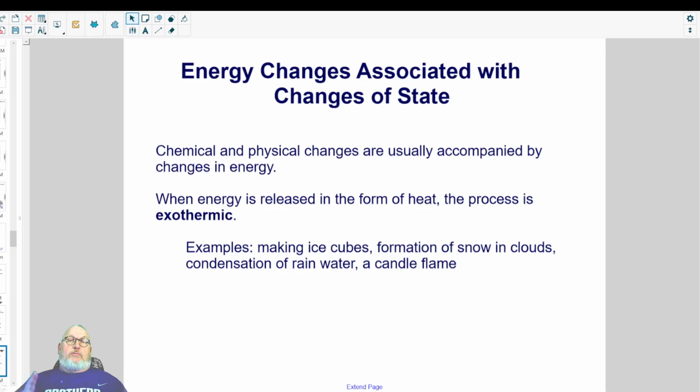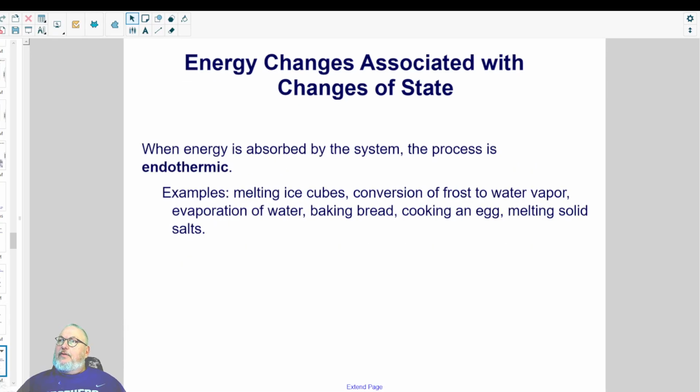When snow is formed in clouds, that's an exothermic reaction. When rainwater condenses, right, that's exothermic. A candle flame, exothermic. When the energy is absorbed by the system, then we have an endothermic change of state, right? So when we melt an ice cube, we're taking in energy. When we convert frost to water vapor, when we evaporate water, when we bake bread, when we cook an egg, when we melt a solid salt, that is an endothermic change of state.